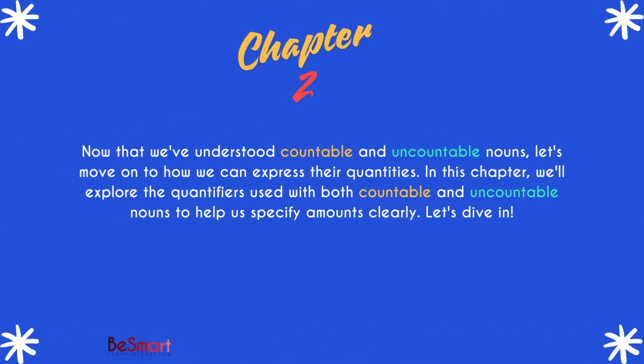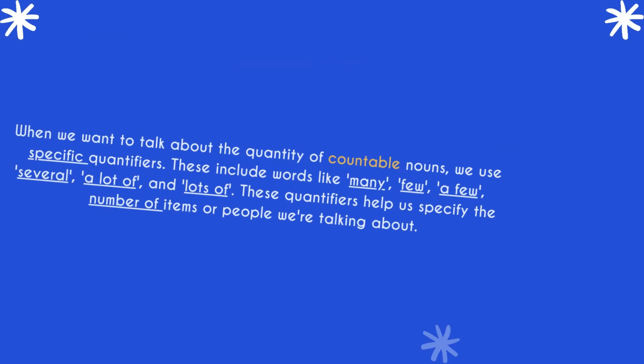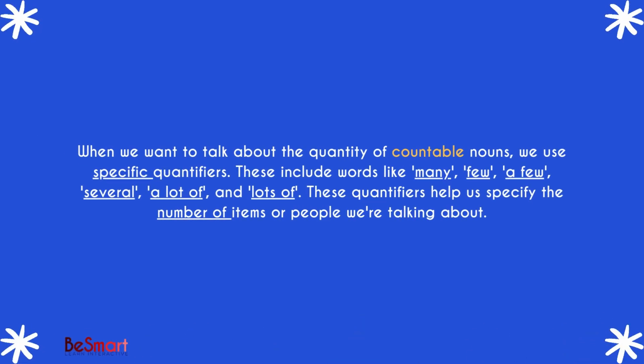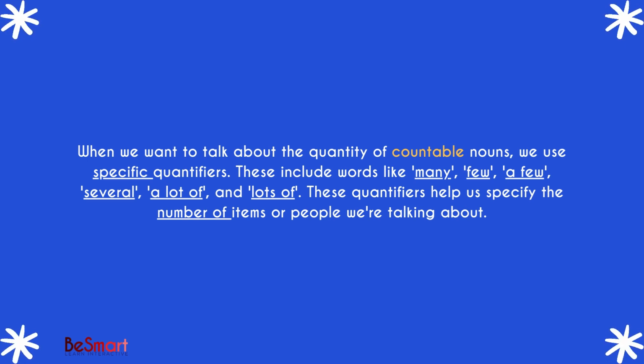Now that we've understood countable and uncountable nouns, let's move on to how we can express their quantities. In this chapter, we'll explore the quantifiers used with both countable and uncountable nouns to help us specify amounts clearly. Let's dive in. When we want to talk about the quantity of countable nouns, we use specific quantifiers. These include words like many, few, a few, several, a lot of, and lots of. These quantifiers help us specify the number of items or people we're talking about.